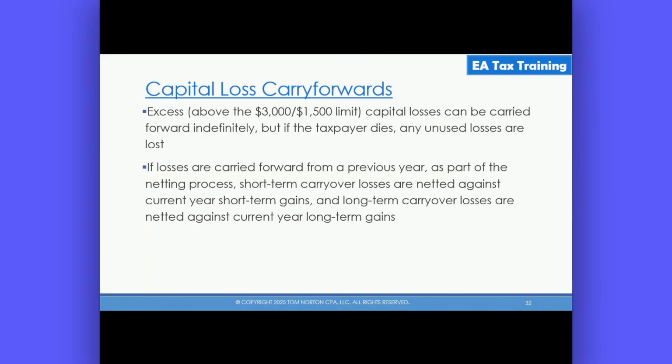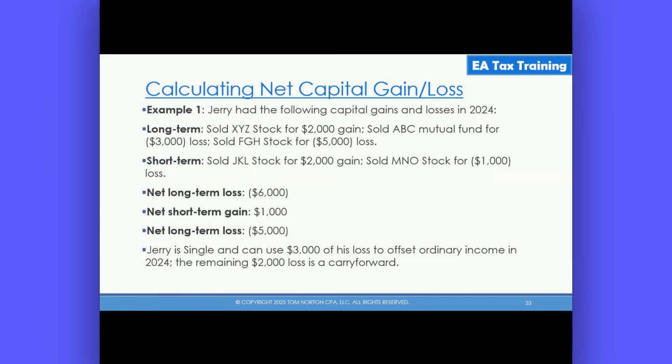So let's look at some examples. Example 1, Jerry had the following capital gains and losses in 2024. So long-term, he sold some stock for a $2,000 gain. He sold a mutual fund for a $3,000 loss. And then he sold this other stock for a $5,000 loss. Short term, he sold some stock for a $2,000 gain, sold a different stock for a $1,000 loss.